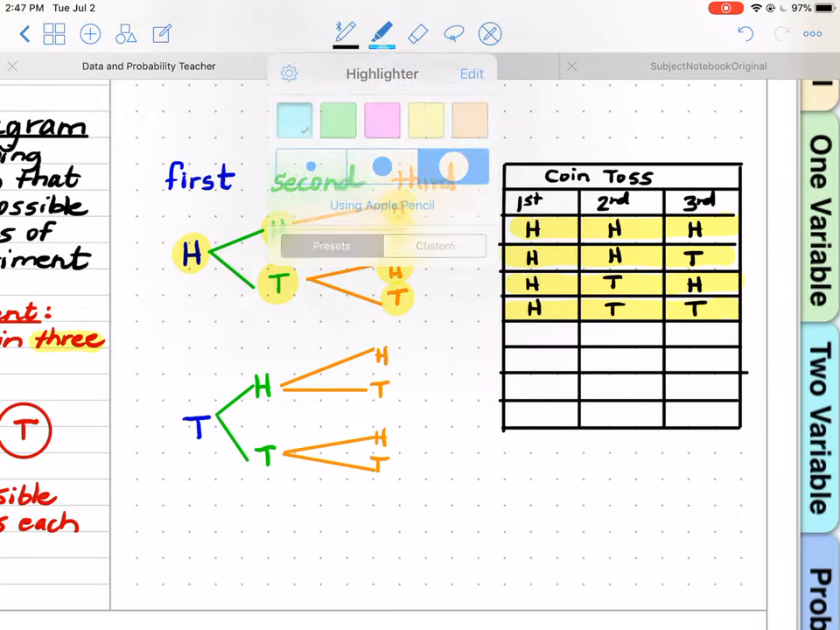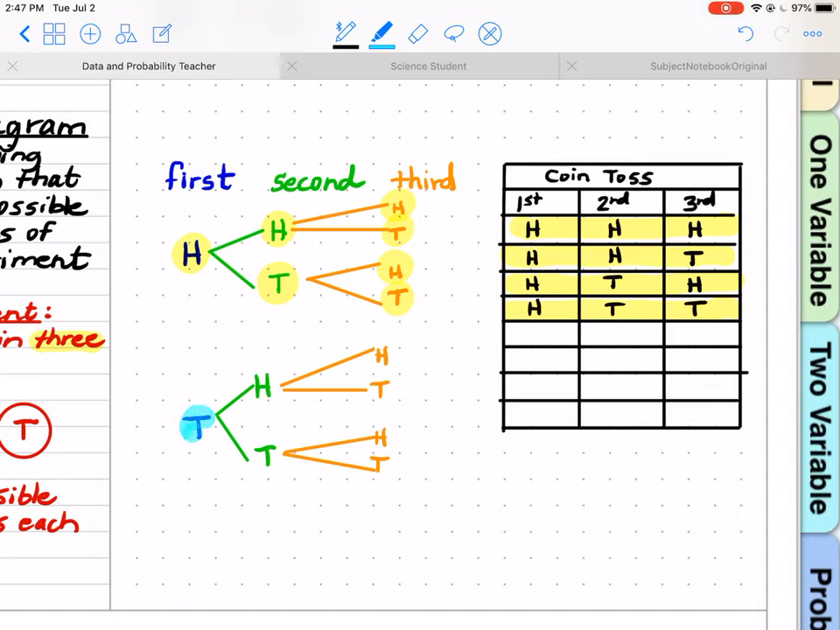So let me use blue on this second one. So I could have the first one T, second one H, third one H. So T, tails, H, H. Or I could have T, H, T. Or I could have T, T, H, tails, tails, heads, or TTT, all tails. So this would be the second part of the tree, where the first coin was tails.